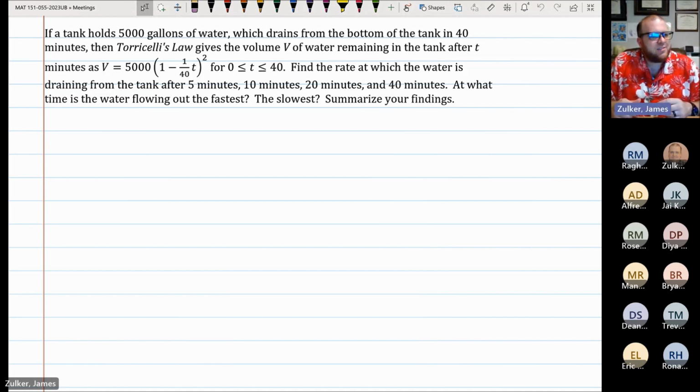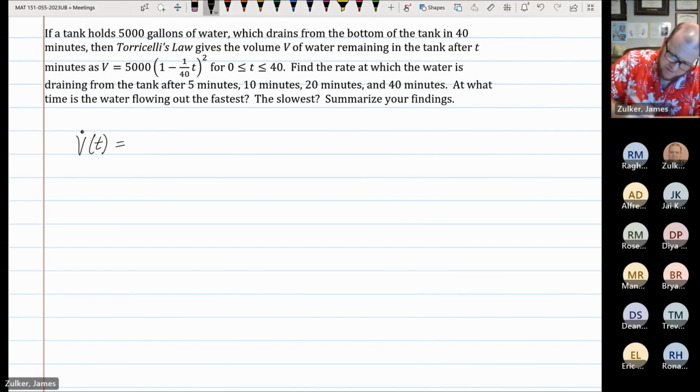We are asked to find the rate at which the water is draining from the tank after 5 minutes, 10 minutes, 20 minutes, and 40 minutes. Right, we need V dot.